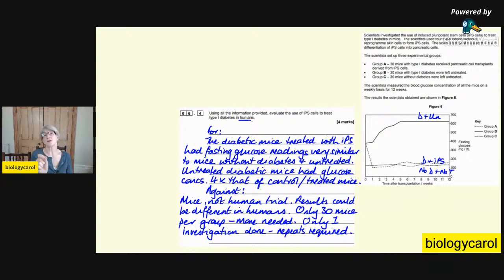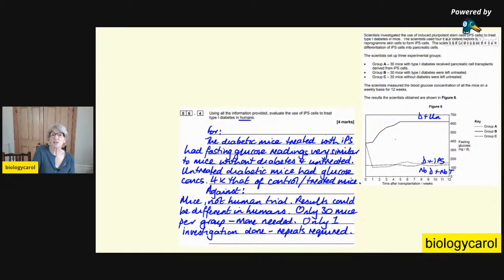So the first thing I noticed, because I've looked at enough of these questions, is that the experiment has been done in mice, and they're now saying, evaluate this for use in humans. Well, one glaringly obvious thing to write in is that the experiment's been done in mice, not humans. But I'm going to use the pattern that I'm advising you: look at the data, critique the experiment.